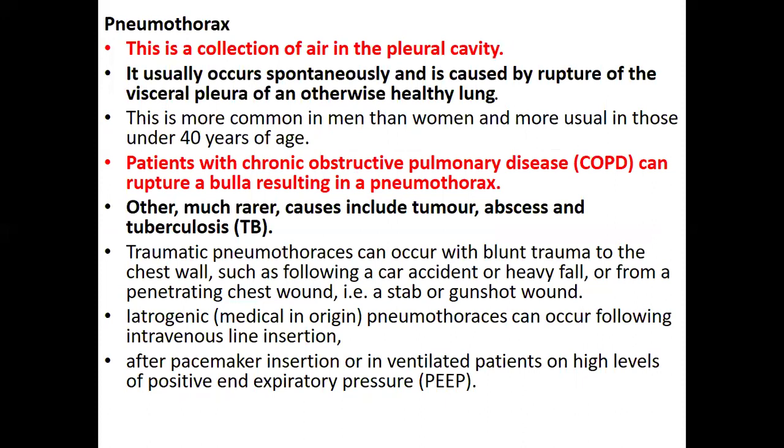Amongst other reasons, again, we have pneumothorax, which is the collection of air in the pleural cavity. It usually occurs spontaneously and is caused by rupture of the visceral pleura of an otherwise healthy lung. So we know what pneumothorax is. It is usually a collection of air in the pleural cavity. Patients with chronic obstructive pulmonary diseases can rupture the pleura, resulting in pneumothorax. So there are quite a number of conditions that will result in pneumothorax.